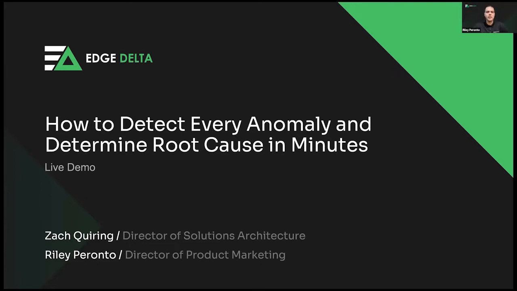So today's topic is how to detect every anomaly and determine the root cause in minutes. This is going to be a live demo where we show you inside the Edge Delta platform firsthand. We're going to focus specifically on our automated observability feature set. But before I hand it off to Zach to do this live demo, I wanted to briefly touch on the problem we're solving as a company.